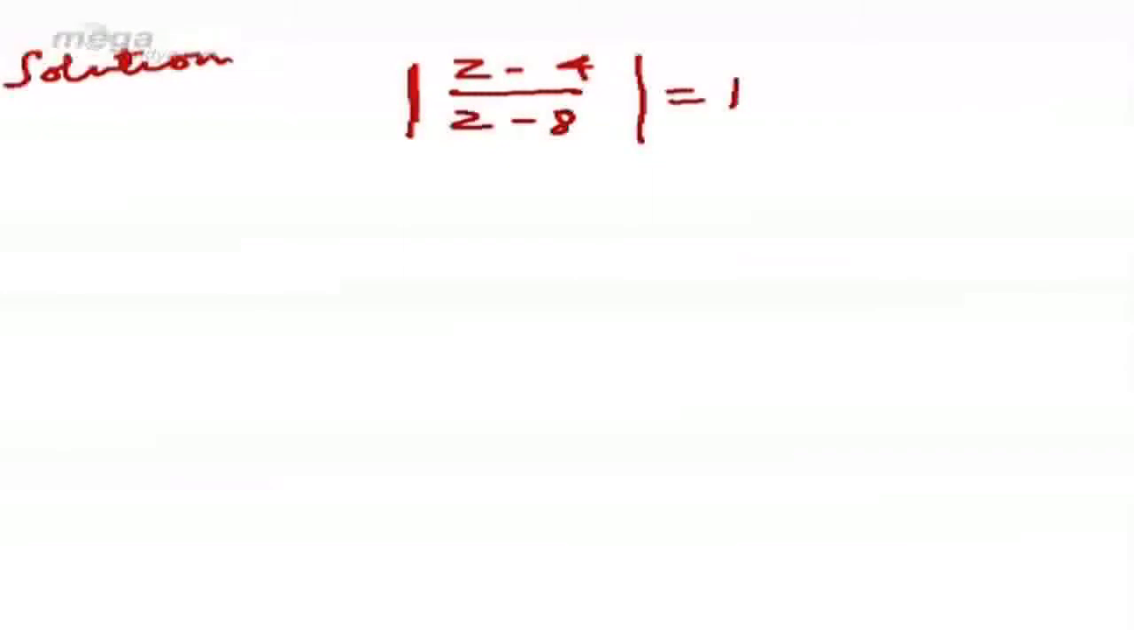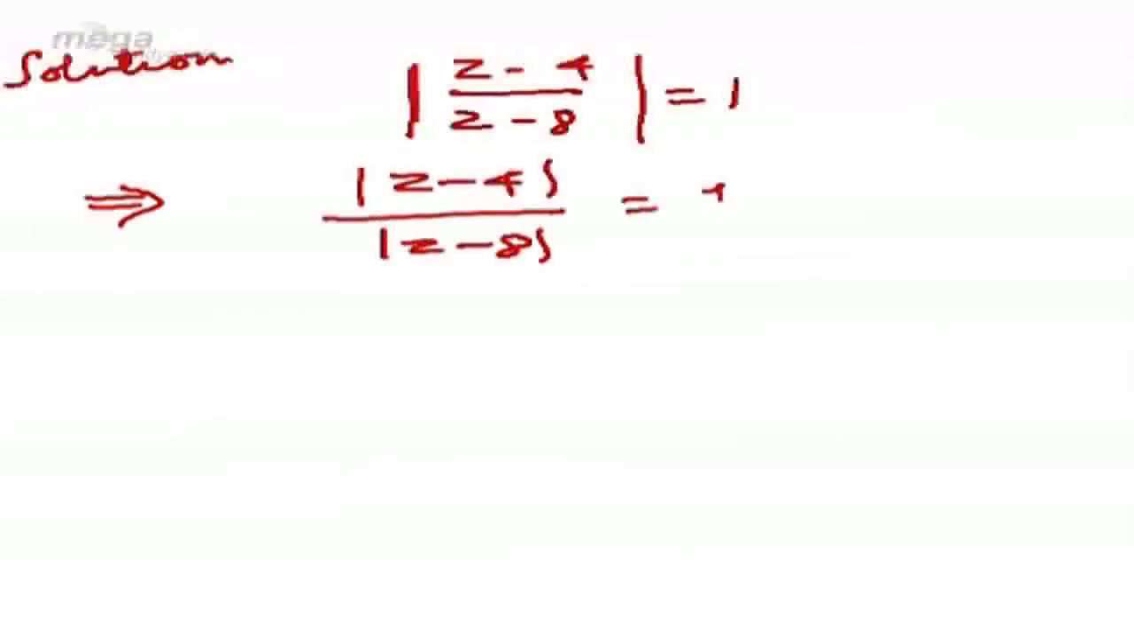Now see the solution. First look at the second equation, that is mod of (z minus 4) upon (z minus 8) is equal to 1. From the properties of modulus, you can write like this: mod of (z minus 4) upon mod of (z minus 8) is equal to 1. You take the mod of the individual complex numbers in the numerator and denominator. So it will become mod of (z minus 4) is equal to mod of (z minus 8).